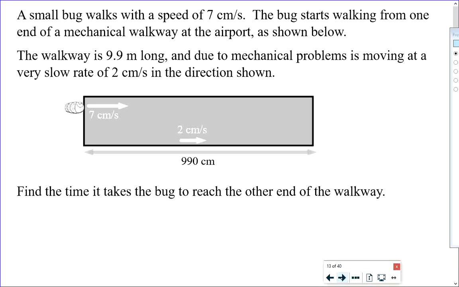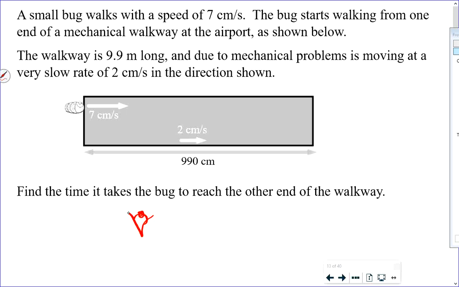If I were standing here, watching this little creature, sitting there drinking my coffee and reading my book, waiting for my flight that's not due for another 4 hours, and I watch that bug, he, she, it is not going to pass me at 7 centimeters per second. How fast will it pass me? 9. At 9 centimeters per second. This is what I mean by relative motion. The bug is looking down at the walkway and he's saying, well, I'm moving at 7 centimeters per second. But we're looking at the bug and the bug is moving at 9 centimeters per second.